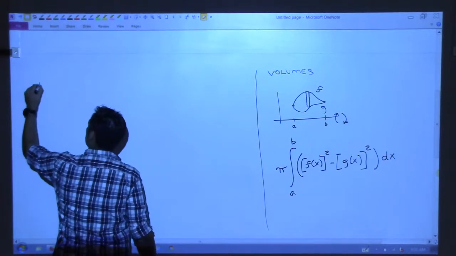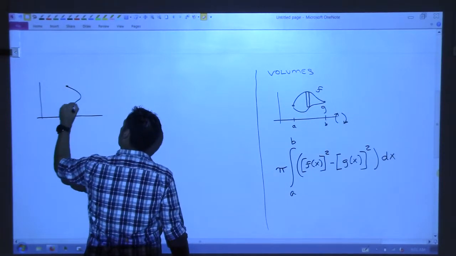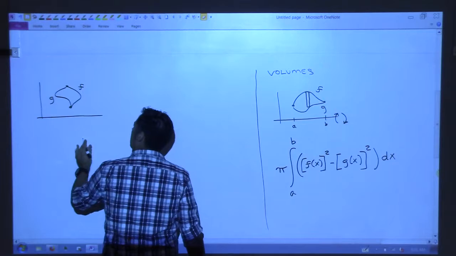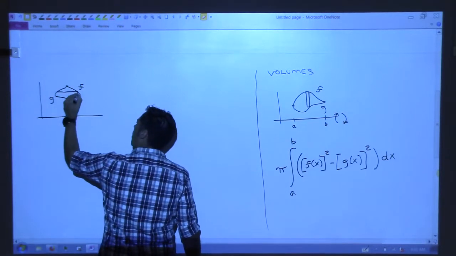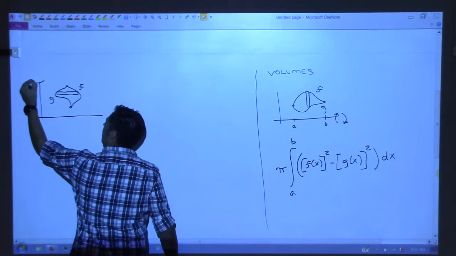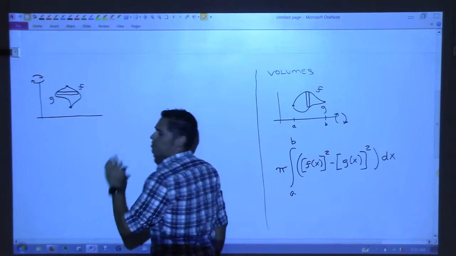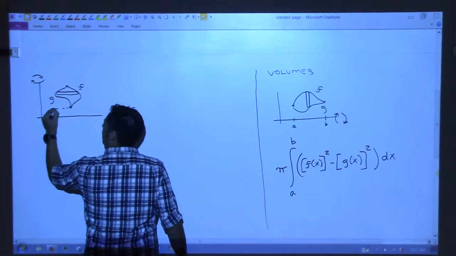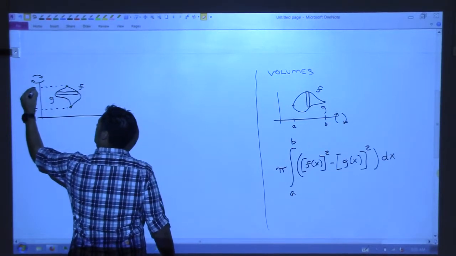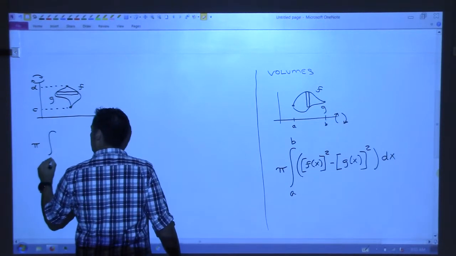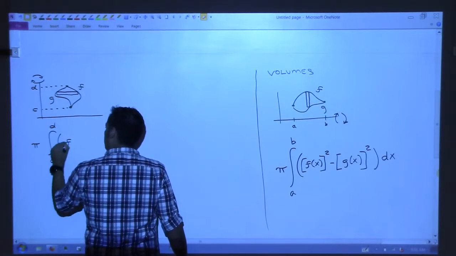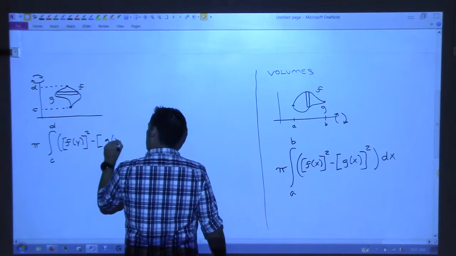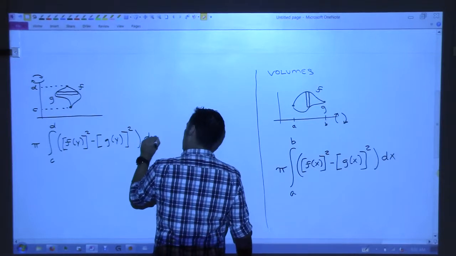So if we have this scenario, where that's f and that's g, and this time we're taking our rectangle this way and wrapping this around the y-axis, right? And we want to know the volume. C is here, D is here. It'll be pi integral C to D. Like you said, the f function, which is the function on the right side, squared minus the function on the left side, squared dy.